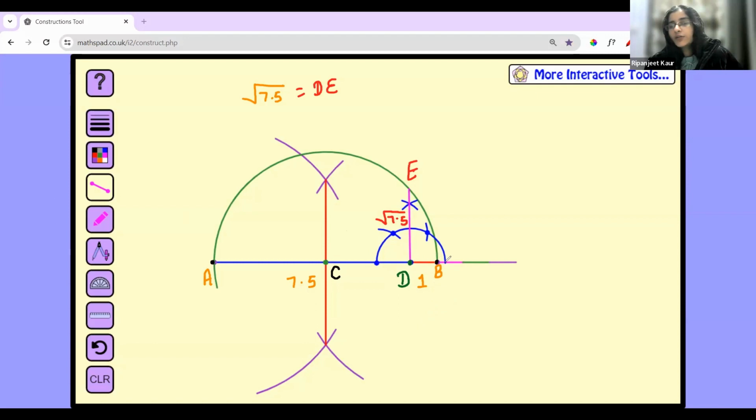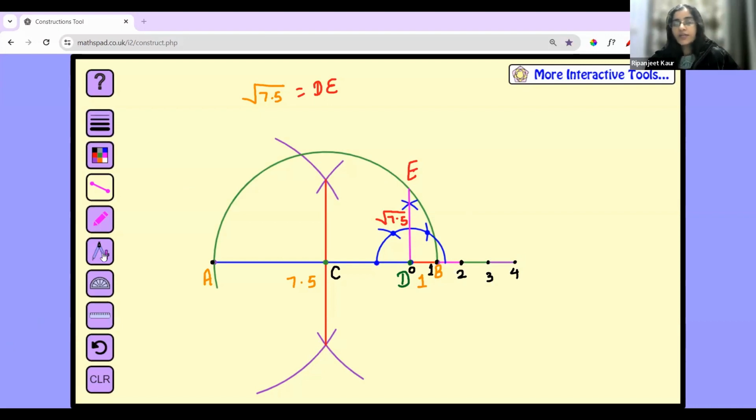See, we took D to B as one unit. So let us give it a numbering. As we know, this was taken on scale. So this D point is 0. Let us consider this B point is 1. Then this point, because they were at 1 centimeter distance, this as 2, this as 3, this as 4, right? Okay, so now how are we going to represent root 7.5 on the number line?